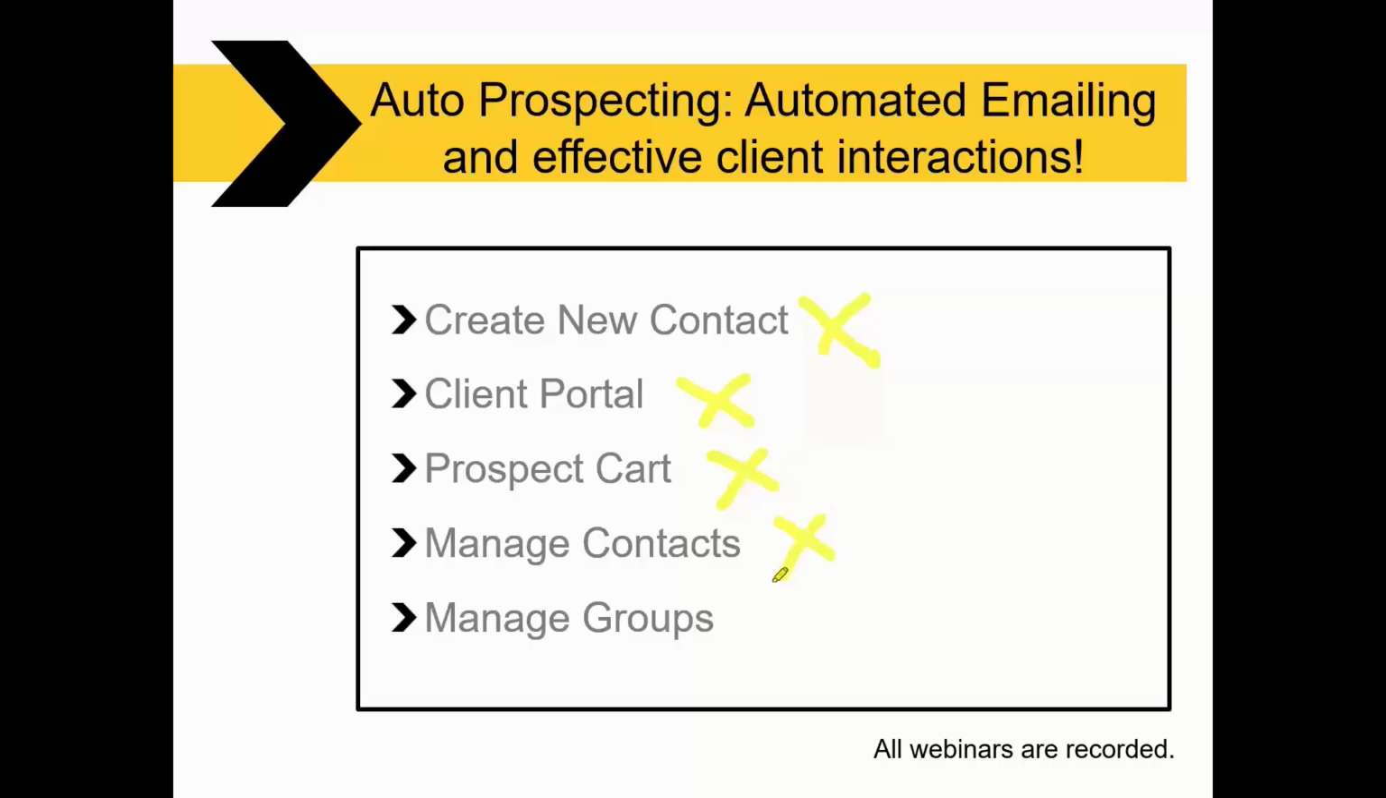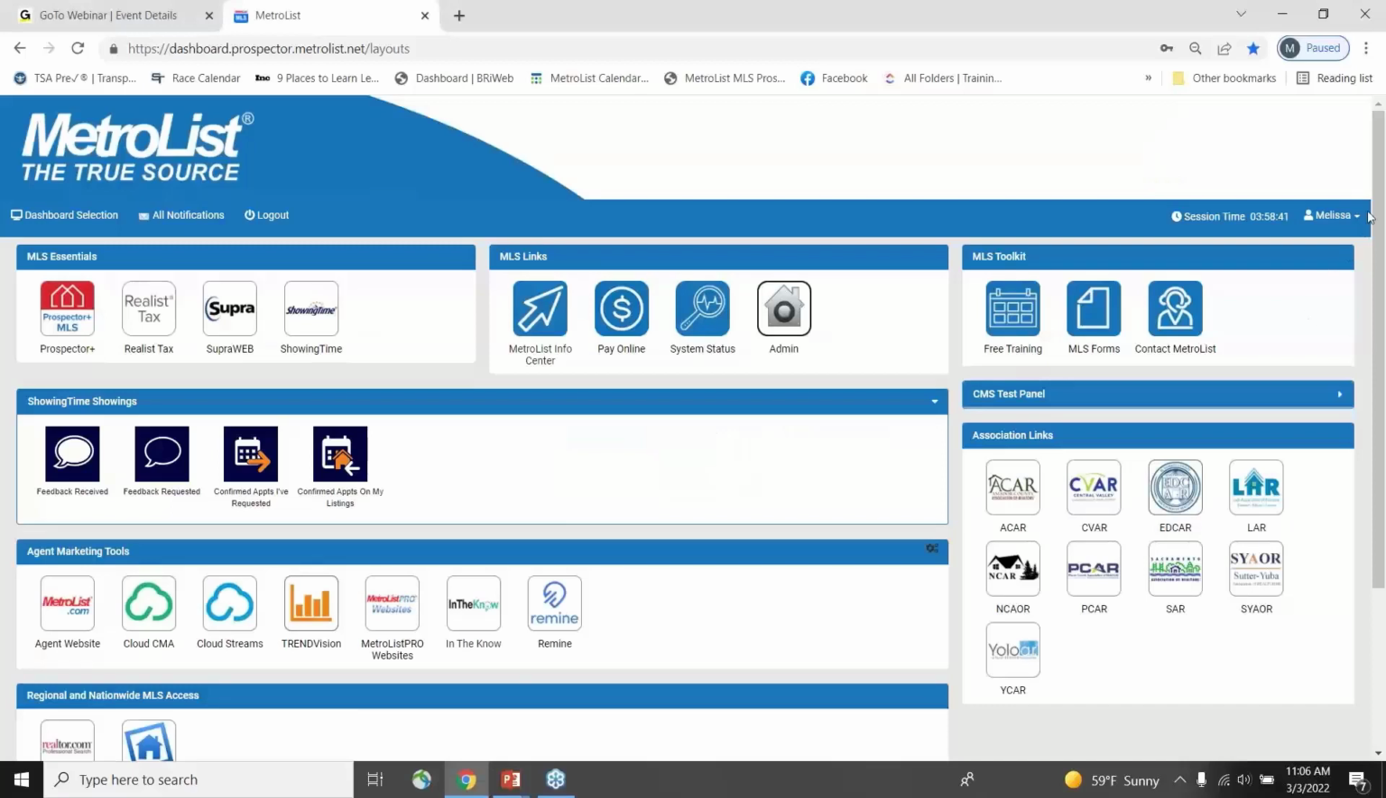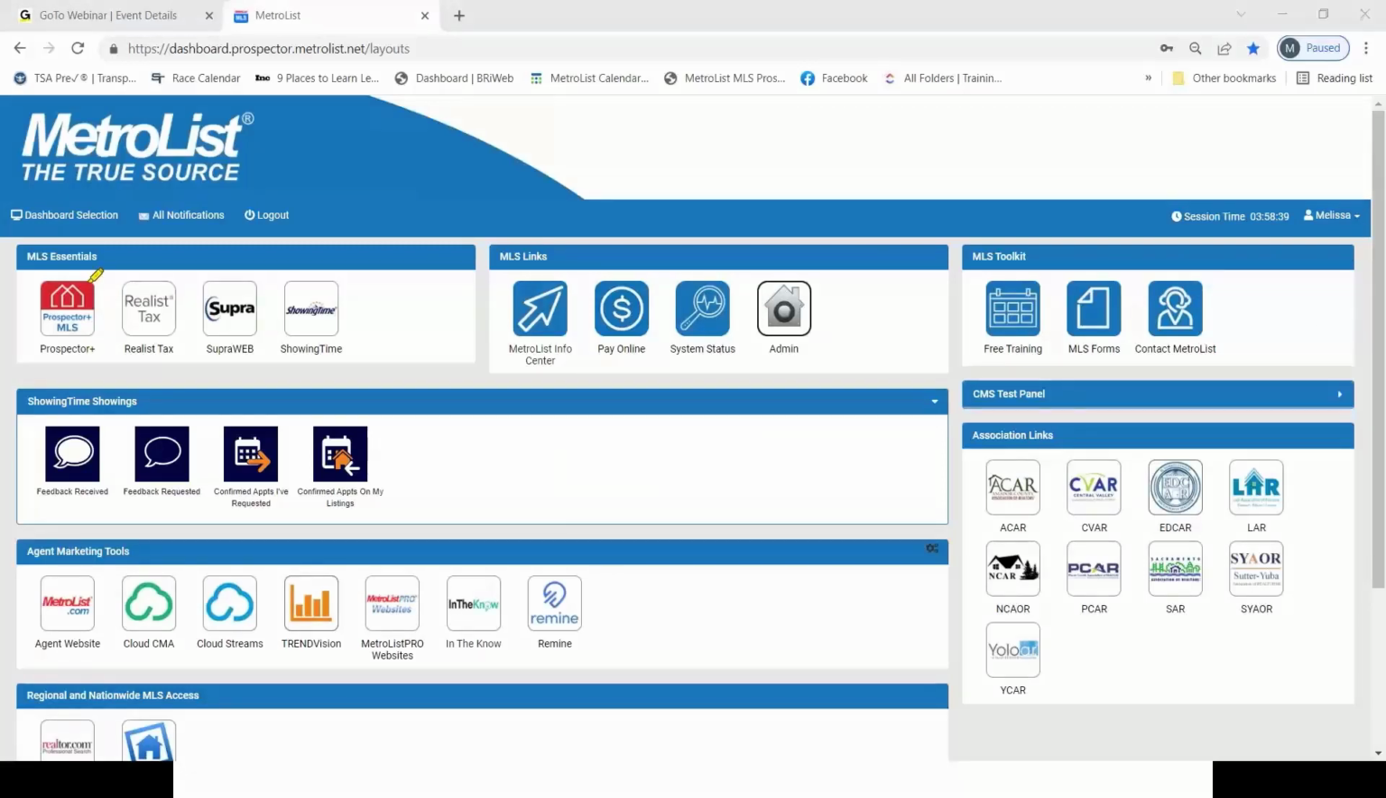We'll even talk about how to manage your contacts and even manage your groups, and definitely more things than just these items today. So what I want to go ahead and do is we'll go here to the MLS dashboard, and we're going to launch Prospector Plus and get into auto prospecting. So I'm going to click on this tile here. As you see, I circle that to the upper left, and here we go.